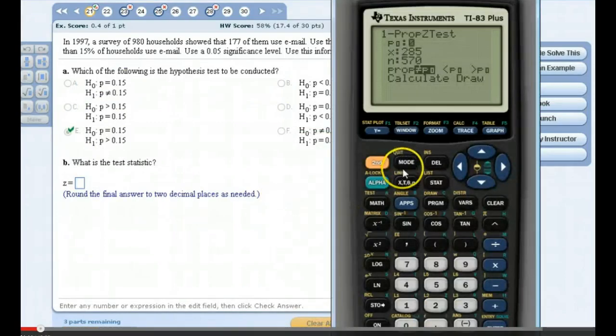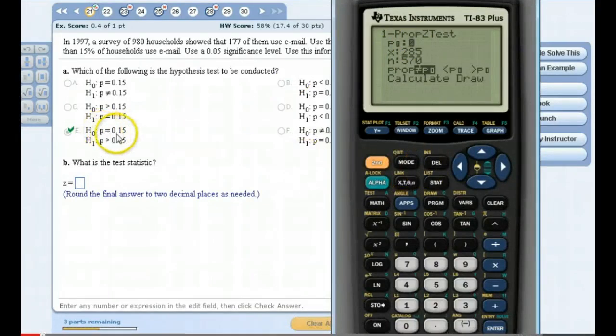How do you get the test statistic? You run the test. Okay, so I need this to be my null hypothesis. So I need 0.15 here in P naught. So I'm going to change that to P naught equals 0.15. Alright, that naught there in H is the same as that naught there in the calculator. So I'm going to type in 0.15. And then X comes from the information given up here. 177 said they use email, so that goes there. And then N is 980 because that's how many were surveyed.